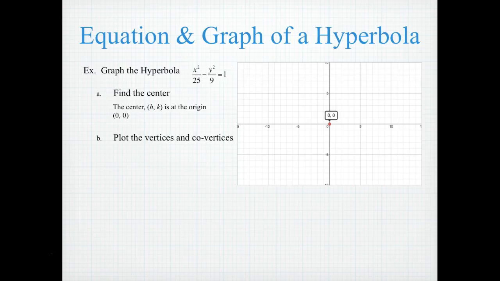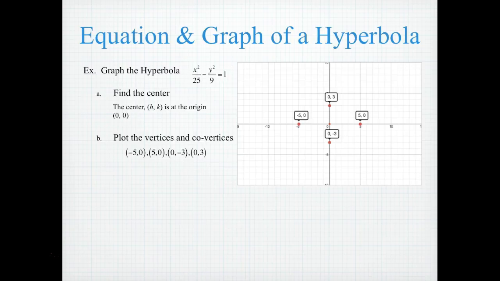So the vertices are going to lie 5 units to the left and the right, because that's the square root of 25, and 3 units up and down from the center. So there's an example of my vertices. So I apply 5 left and right because that's under the x, which is my horizontal axis, and 3, the square root of 9, up and down because that's my vertical axis.